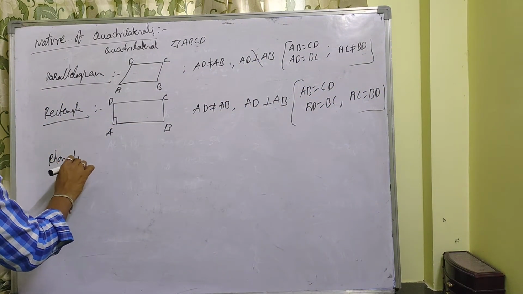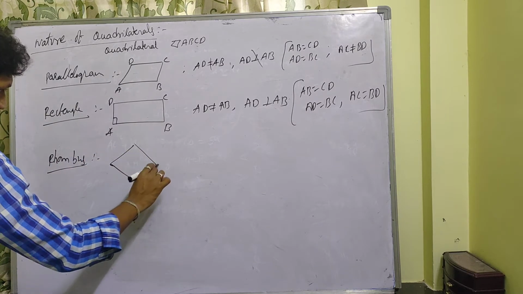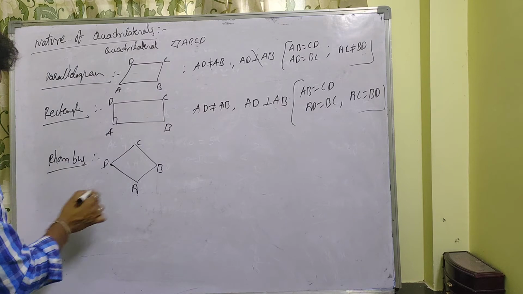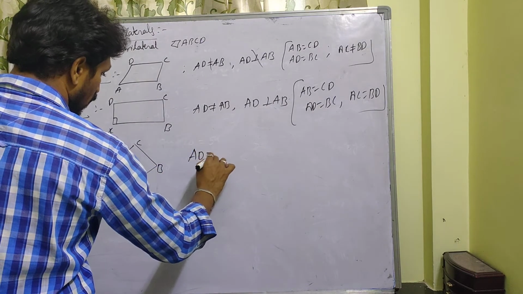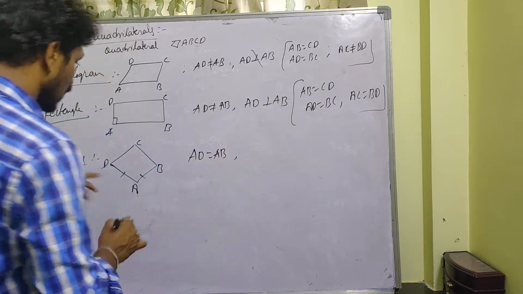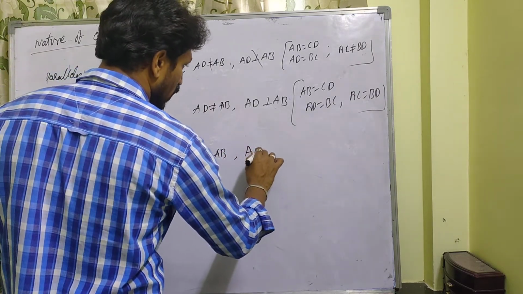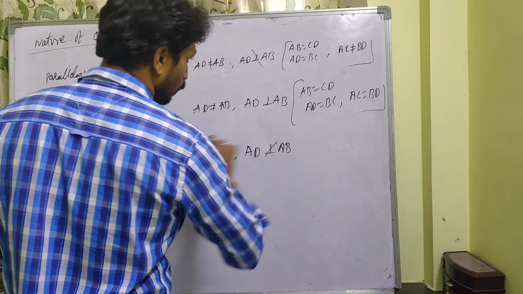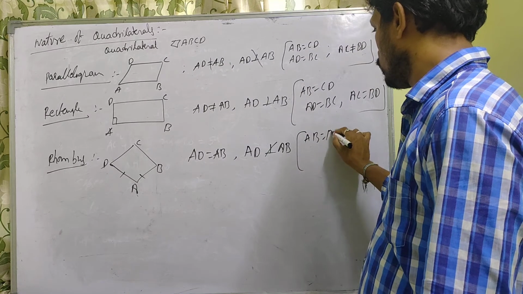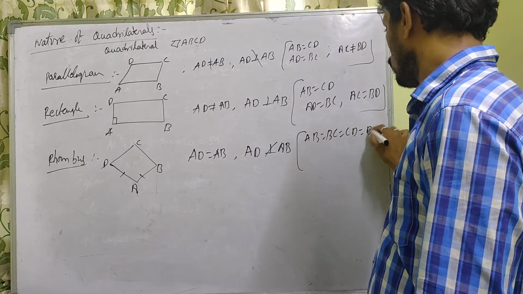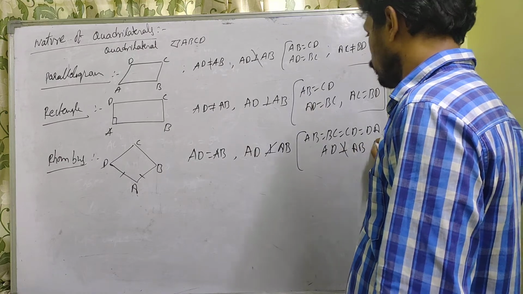So next, rhombus. Take A, B, C, D. In a rhombus, adjacent sides are equal. That means AD is equal to AB, and adjacent sides are not perpendicular. That means AD is not perpendicular to AB. In other words, what can you say? AB is equal to BC is equal to CD is equal to DA, and AD is not perpendicular to AB.